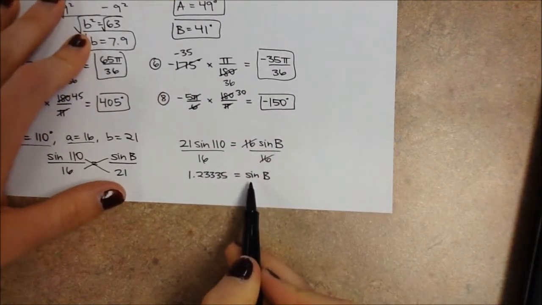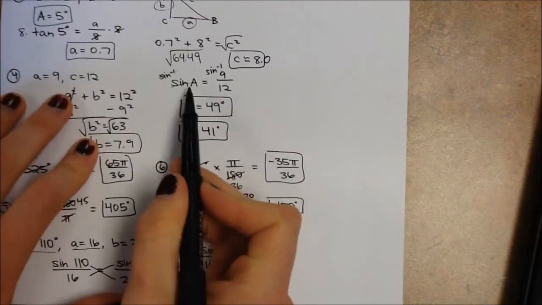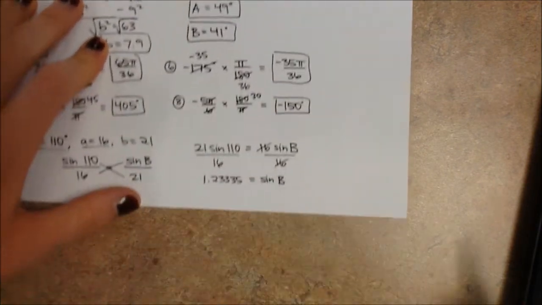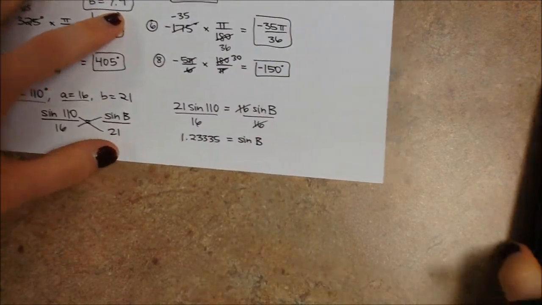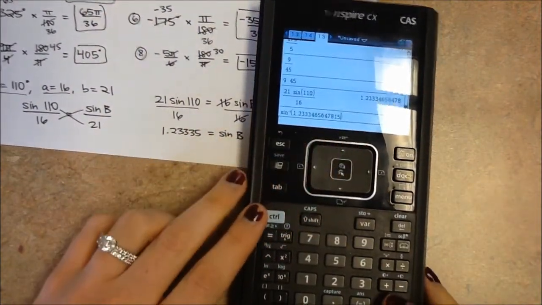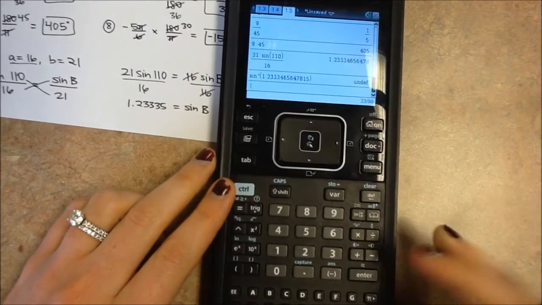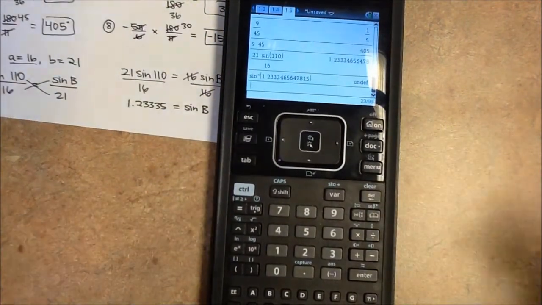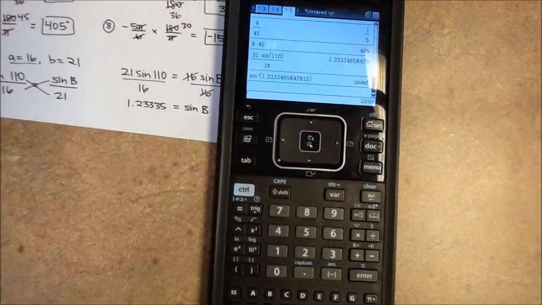Okay, so now this is just like what I did up here. If you're missing the angle, you do sine inverse. So I'm going to do sine inverse of both sides. I will do sine inverse, and I'm just going to copy paste this. Okay? So undefined. Undefined is basically an error. That means there is no angle with that sine.